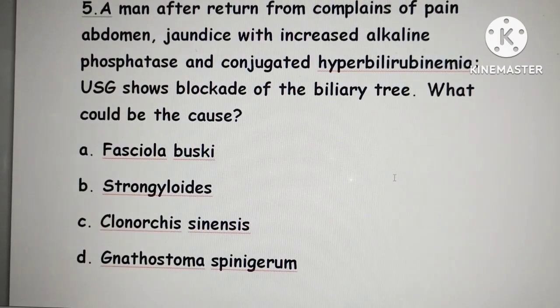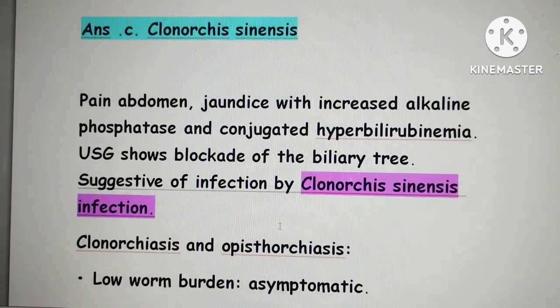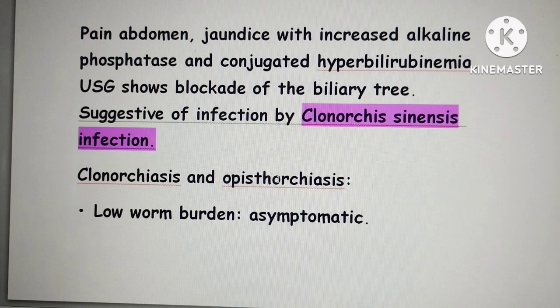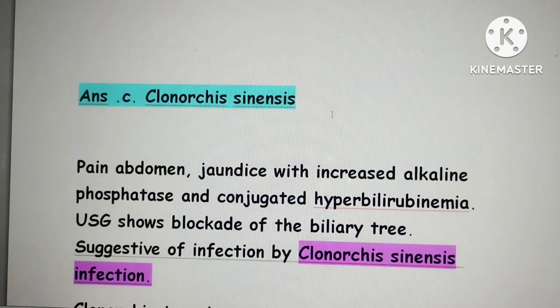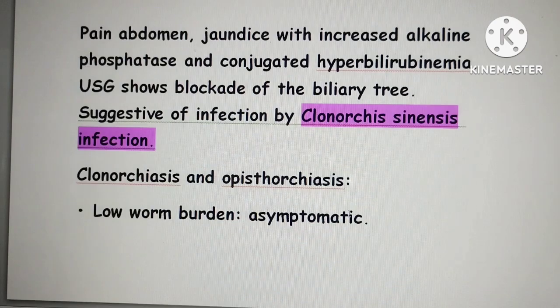The main two you want to differentiate are Clonorchis sinensis and Opisthorchis. There are two options: Opisthorchis felineus is one, and the other is Clonorchis sinensis. But felineus is the most common one usually causing infections. Pain in the abdomen, jaundice, and increased alkaline phosphatase, all related to the liver, so it is Clonorchis. Opisthorchis is not given in the options, so you can go for Clonorchis sinensis.